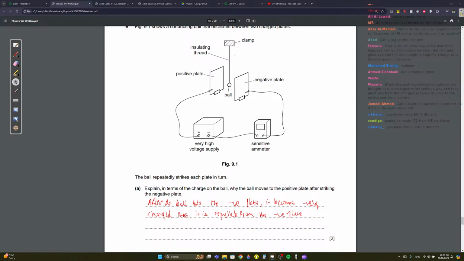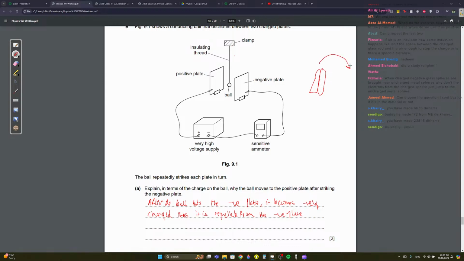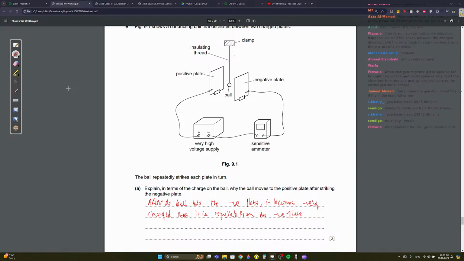When charged negative glass spheres are brought near uncharged metal spheres, why don't the electrons from the charged sphere just jump to the uncharged metal sphere? Listen. For electrons to move, the two objects must be touching each other. Electrons cannot jump through air. That's not how it works. They need to be in contact with each other. Yeah, electrons cannot jump through air. That's why.